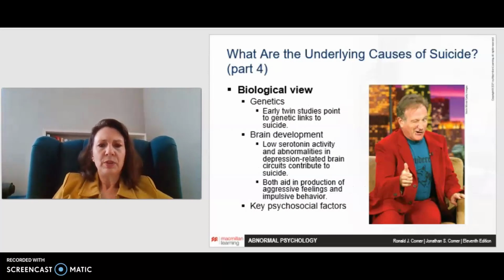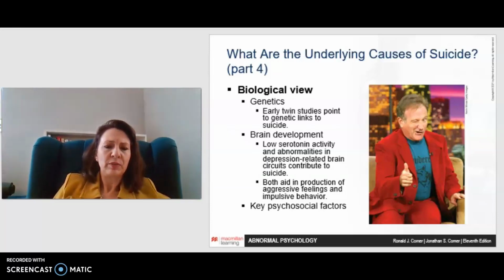In the biological view, early twin studies point to a genetic predisposition for people to have suicidal behavior. Brain development research looks at low serotonin activity and abnormalities in the depression-related brain circuits that contribute to suicide. Both aid in production of aggressive feelings and impulsive behavior. There are also key psychosocial factors that we've talked about.